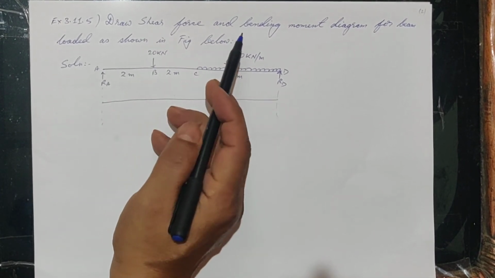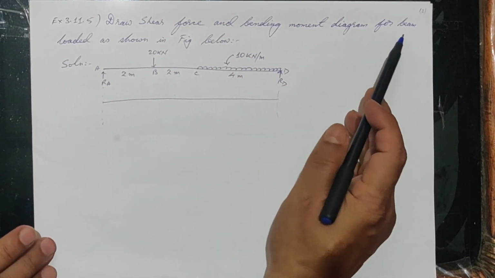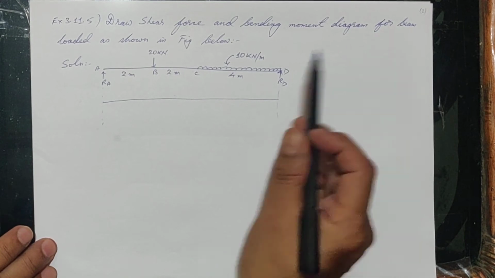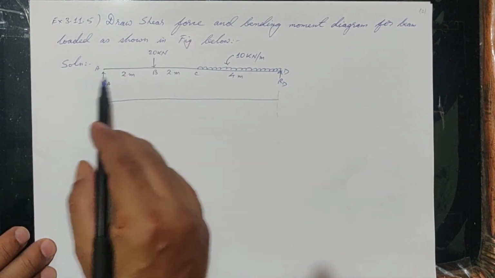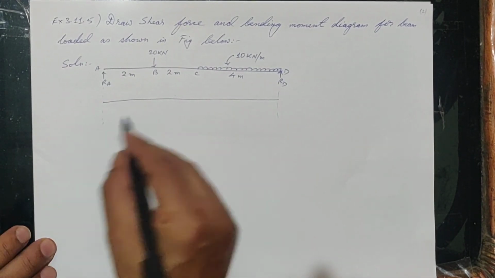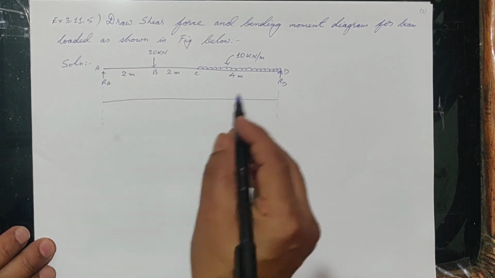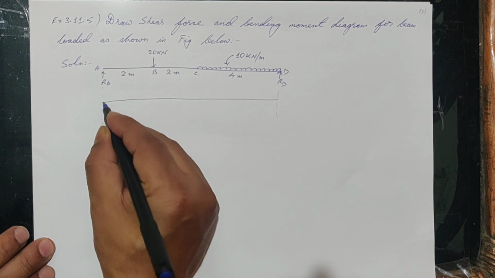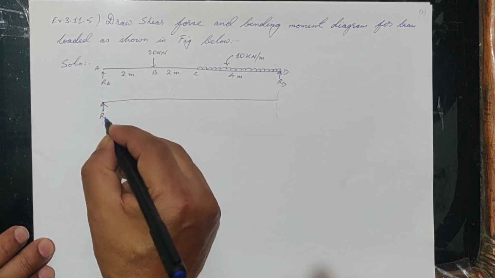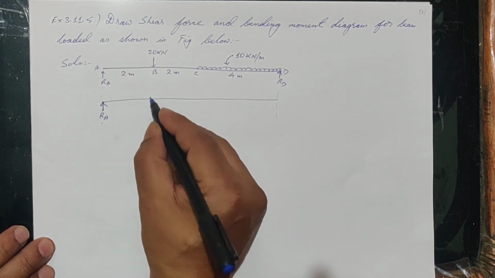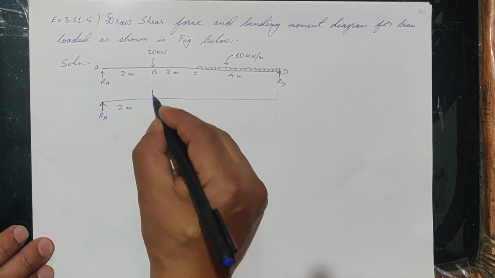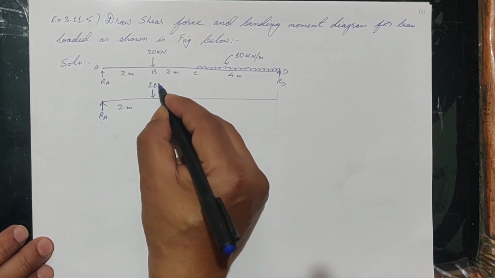Draw shear force diagram and bending moment diagram for beam loaded as shown in the figure. We have the figure over here. Now similarly, we will convert this into point load. This is RA. At 2 meters, we have this 20 kilonewton.